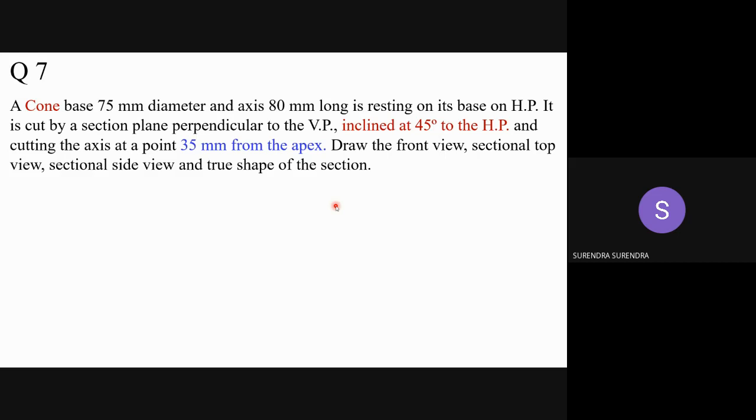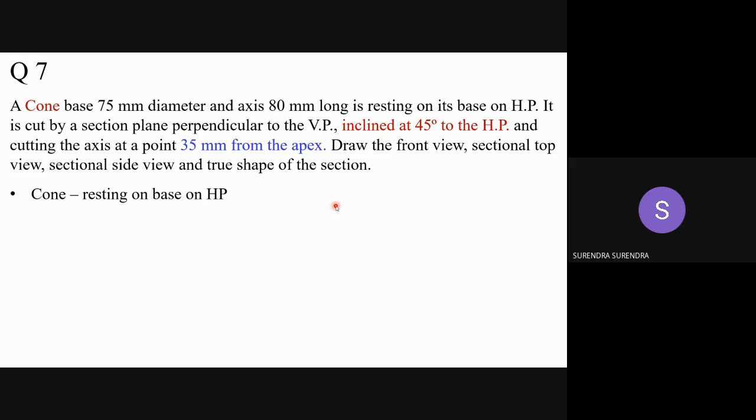If you are asked to draw the left side view, we must draw the left side view on the right hand side of the front view. If it is given to draw the right side view, we have to draw the right side view on the left hand side of the front view.